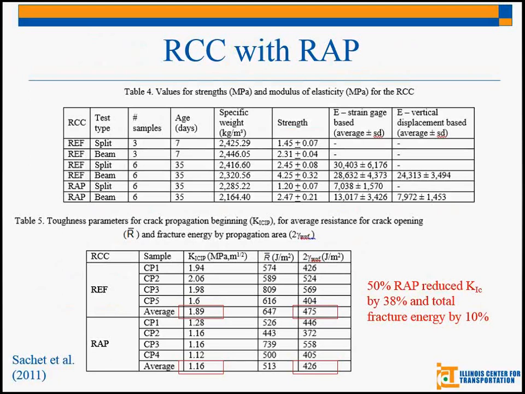Now they used 50% RAP, which is pretty significant, and also their method for compaction of this RCC was to follow the Proctor test, and this doesn't quite convey what is actually going on in the field when you're compacting RCC, where you're actually running a roller over this material.